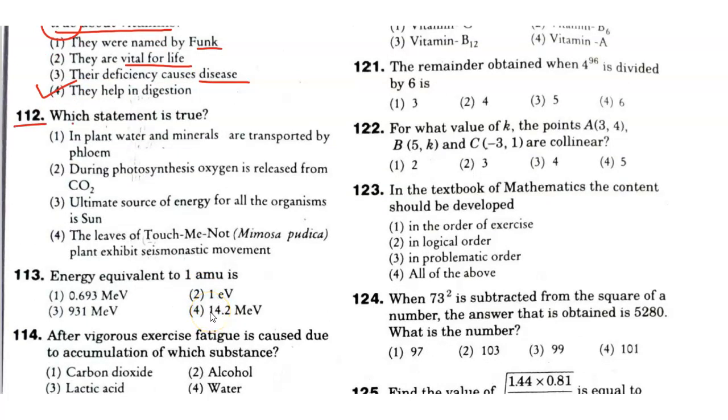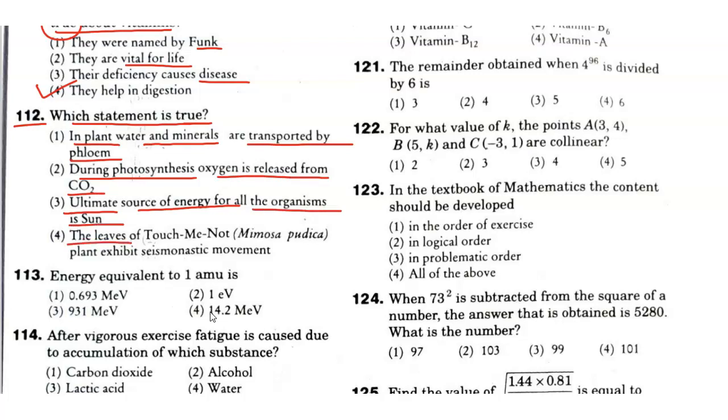Now question 112. Which statement is true? In plants, water and minerals are transported by the phloem. During photosynthesis, oxygen is released from the CO2. The ultimate source of energy for all organisms is the sun. The leaves of touch-me-not, Mimosa pudica plant, exhibit seismonastic movement. So the correct answer for this is the fourth one.